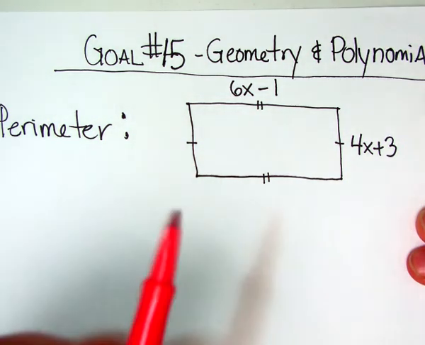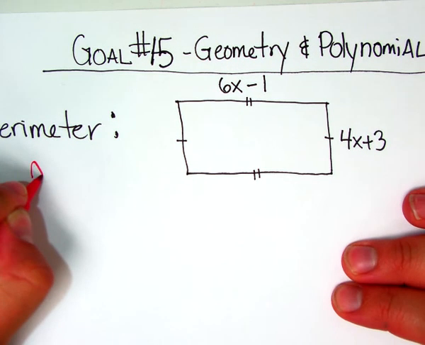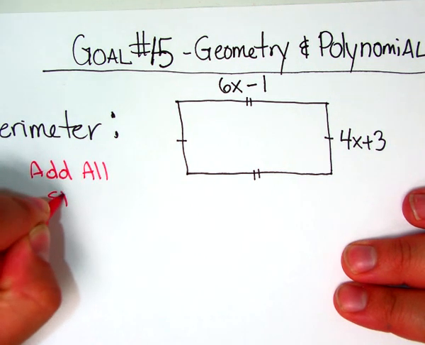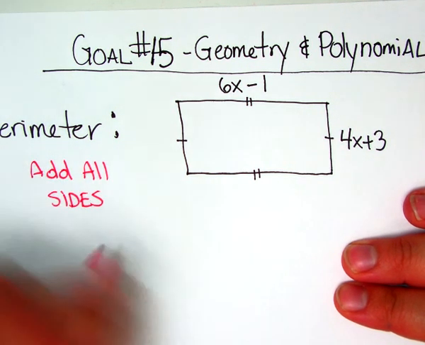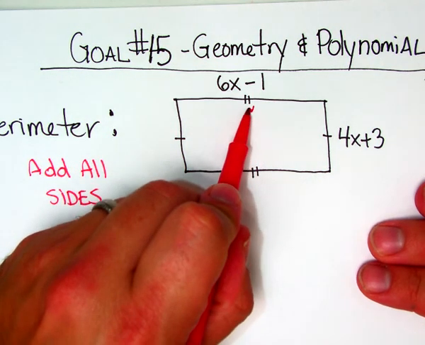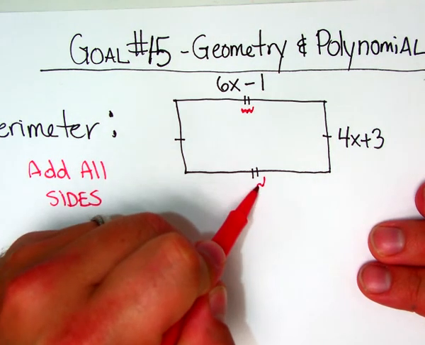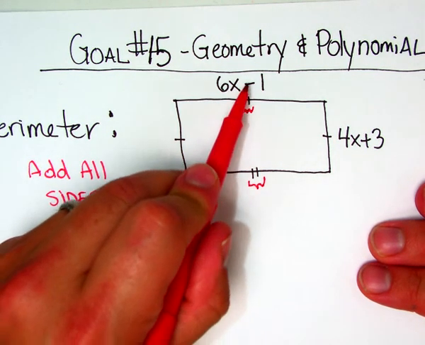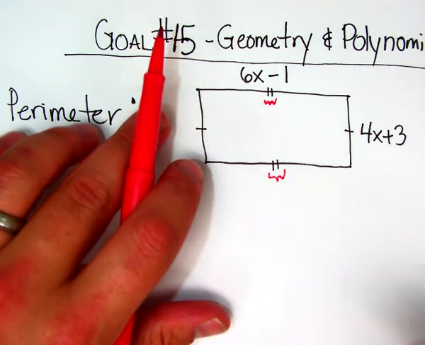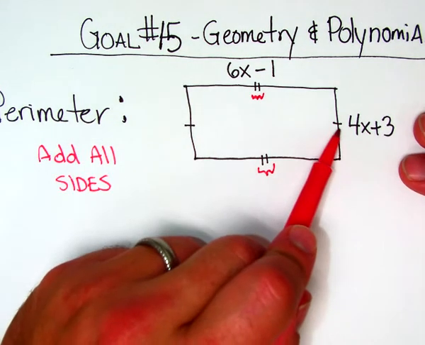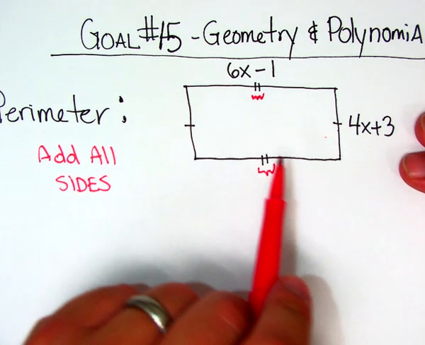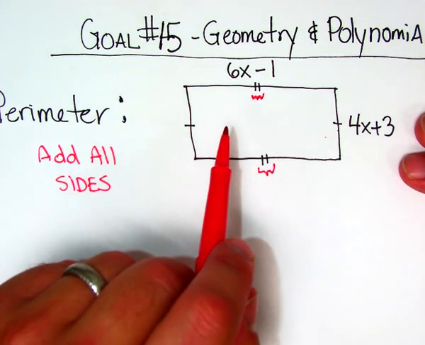Okay? So what that means is that when we're doing the perimeter, we add all sides together. Okay, add all sides. When we look at this problem, you see these symbols right here that are the double hash marks? What this means is that these two sides of the rectangle are identical to each other. And we have the single ones right here, which means that these two sides are identical to each other. So when we find the perimeter, we're just adding them together.